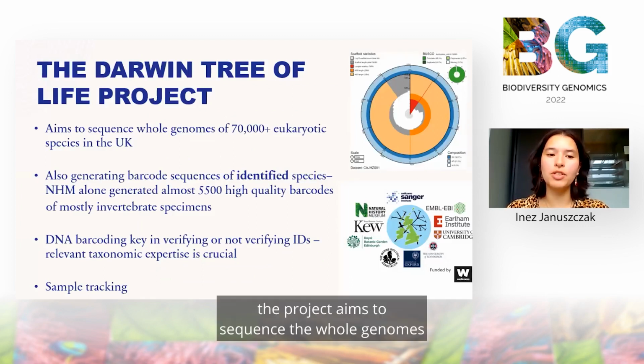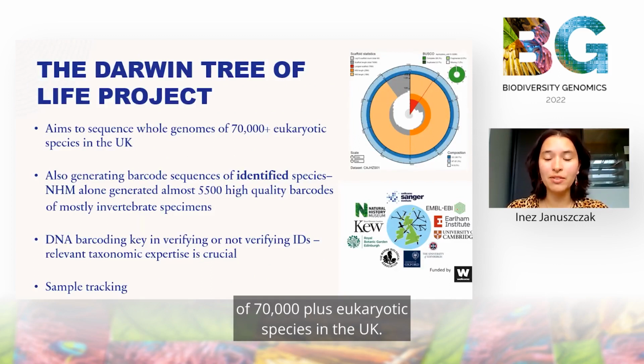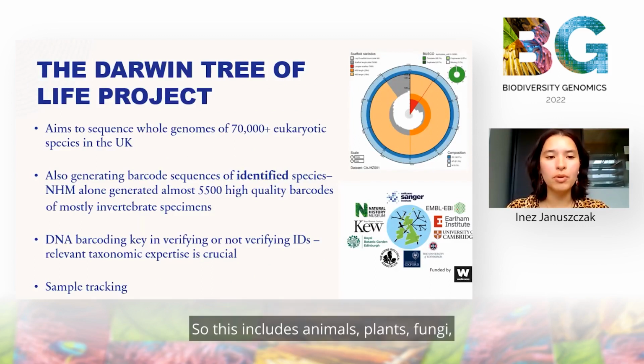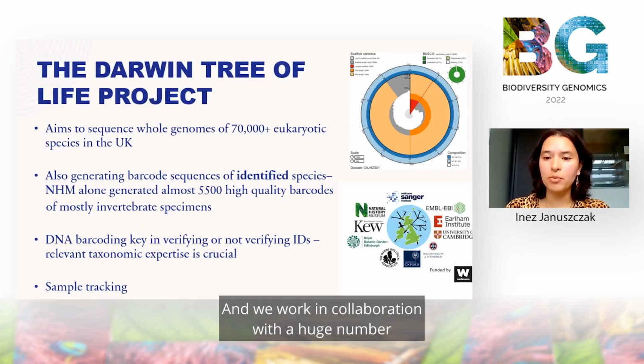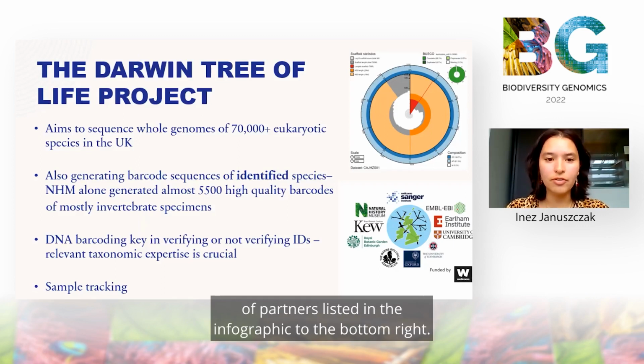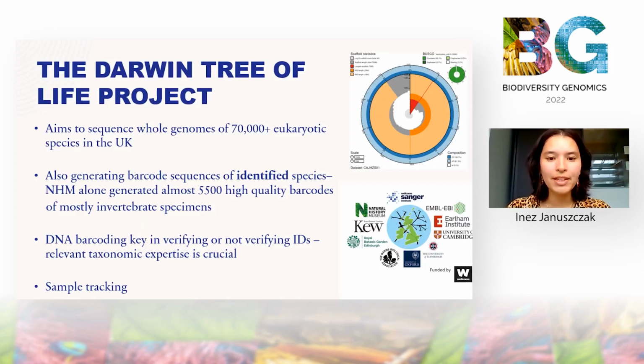The project aims to sequence the whole genomes of 70,000 plus eukaryotic species in the UK. So this includes animals, plants, fungi, protists, and algae. And we work in collaboration with a huge number of partners listed in the infographic to the bottom right.